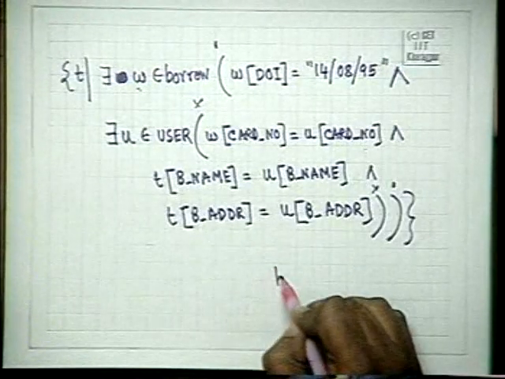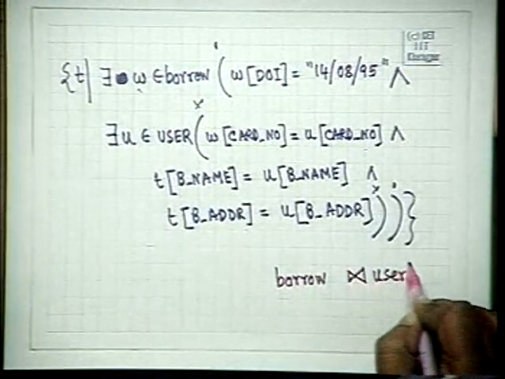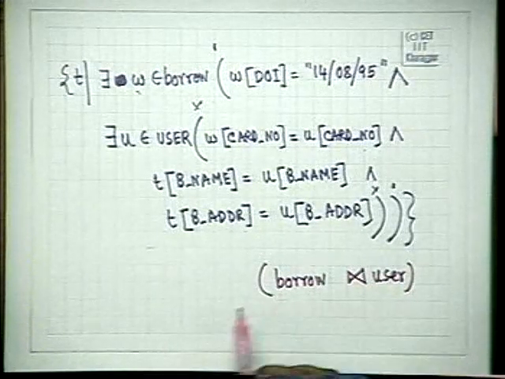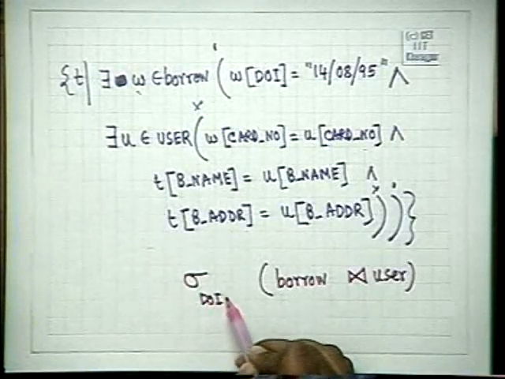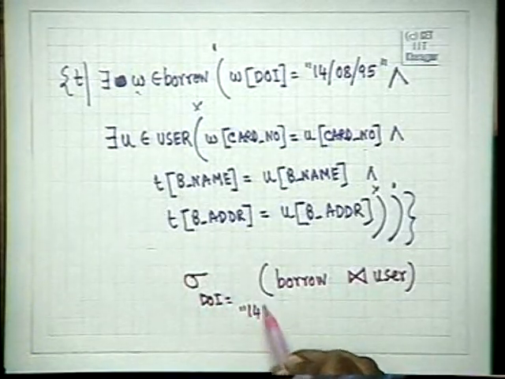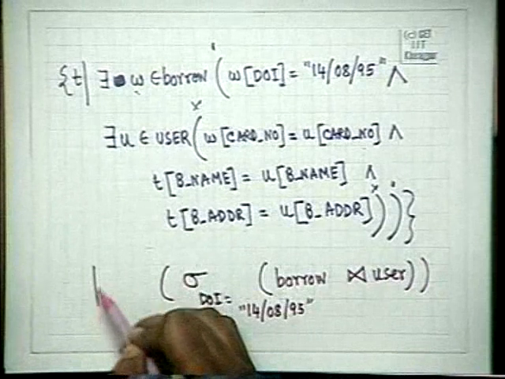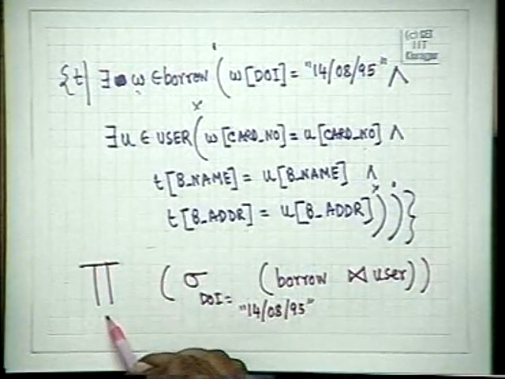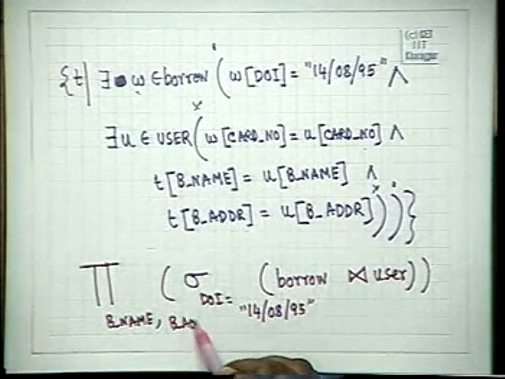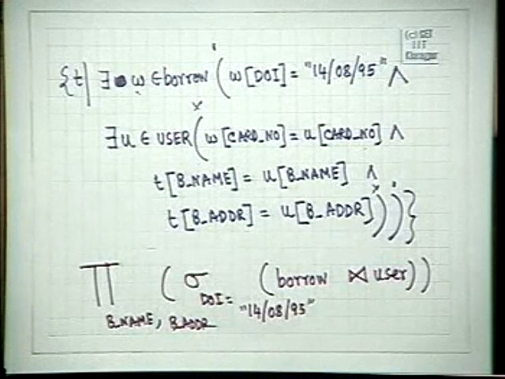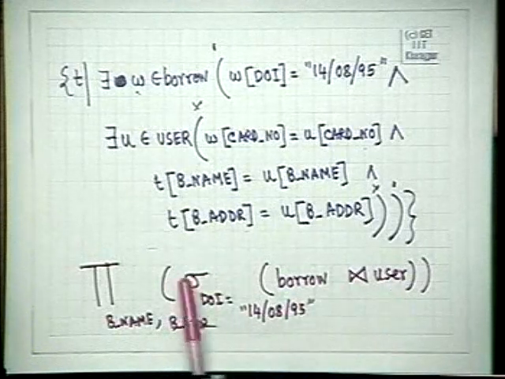You have to do borrow, you could have selected out the date of issue from here. And from here you will select out. This is the equivalent relational algebra expression. Borrow join user, date of issue is this.